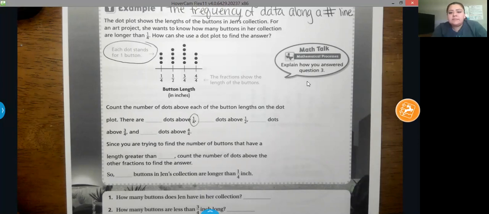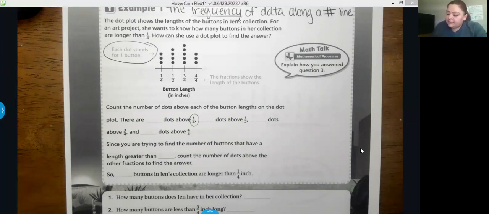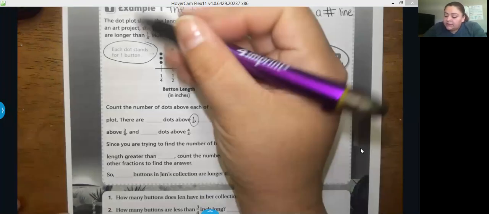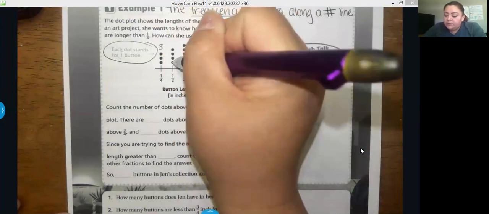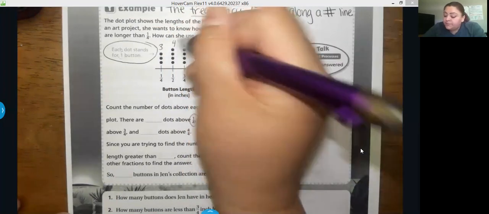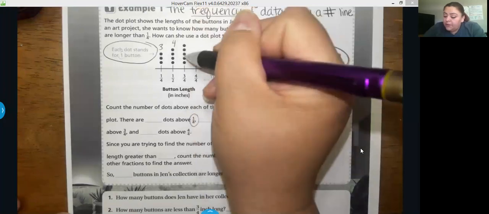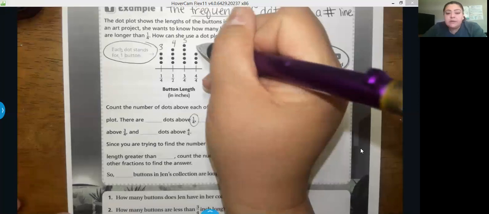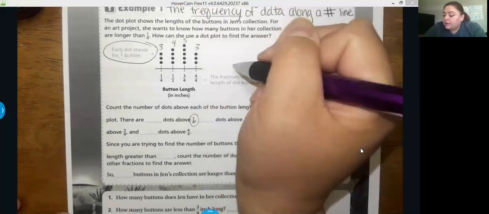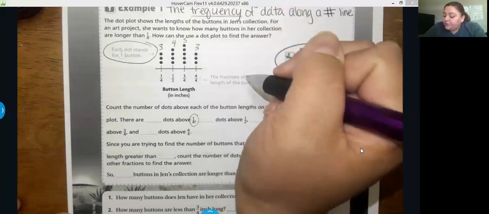Sorry, this thing's acting funny. All right, so we're going to see what each dot is worth and then break it all apart. Each dot stands for just one button. So 1, 2, 3, 3. Next one, let's look at the 1/2. 1, 2, 3, 4. There's 4. 1, 2, 3, 4, 5. Got 5 here. 1, 2, 3, 3 here. Okay, all right, so we've got that going for you.